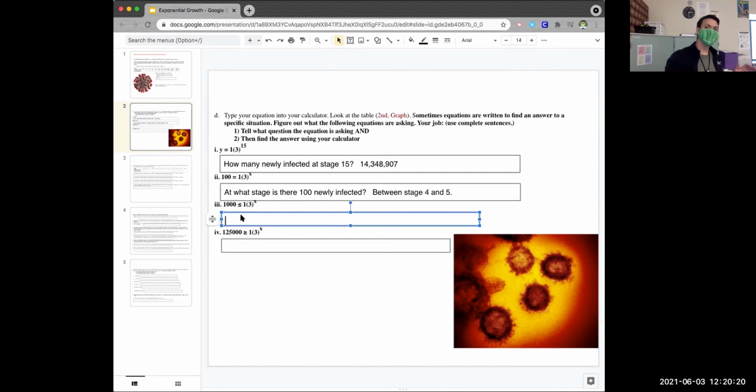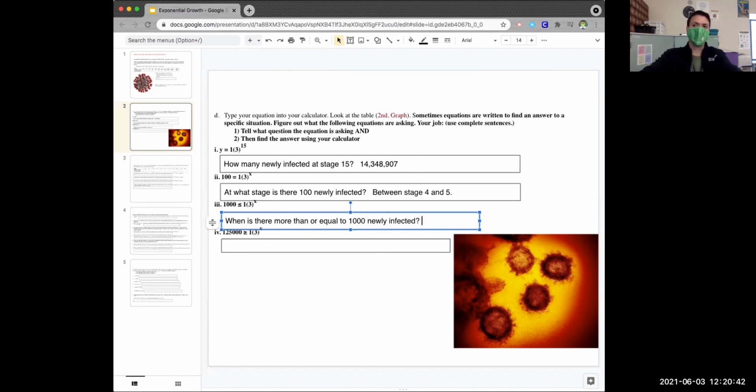So this is asking, when is there more than 1,000 newly infected? When is there more than or equal to 1,000 newly infected? So when is our equation larger than 1,000?